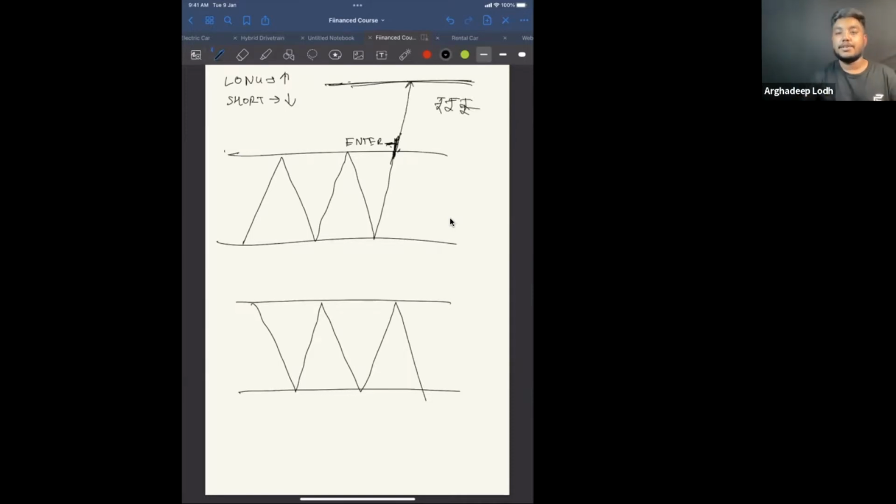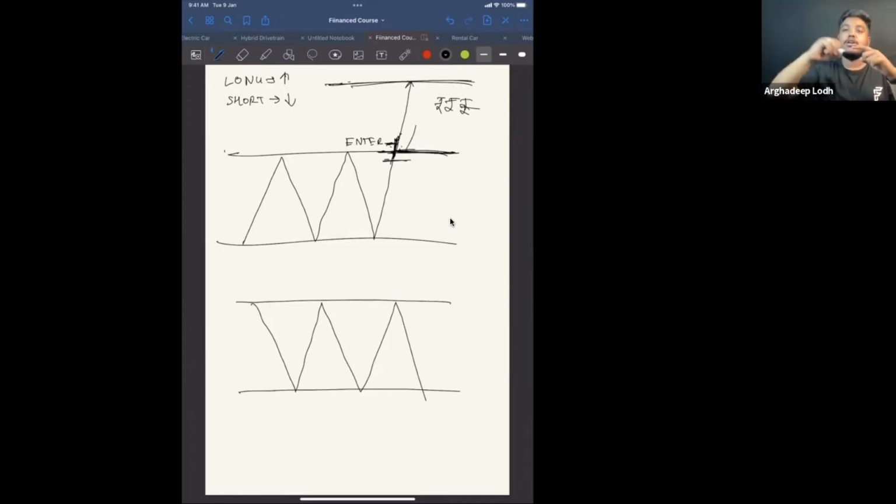You booked your profit. And SL, always remember, always trade with a SL. SL hit हुआ, we exit the trade. You will keep an SL just below this. देखिए, what is SL? SL का मतलब है loss. ठीक है, loss. तो loss कब होगा? When the price will go down instead of going up.